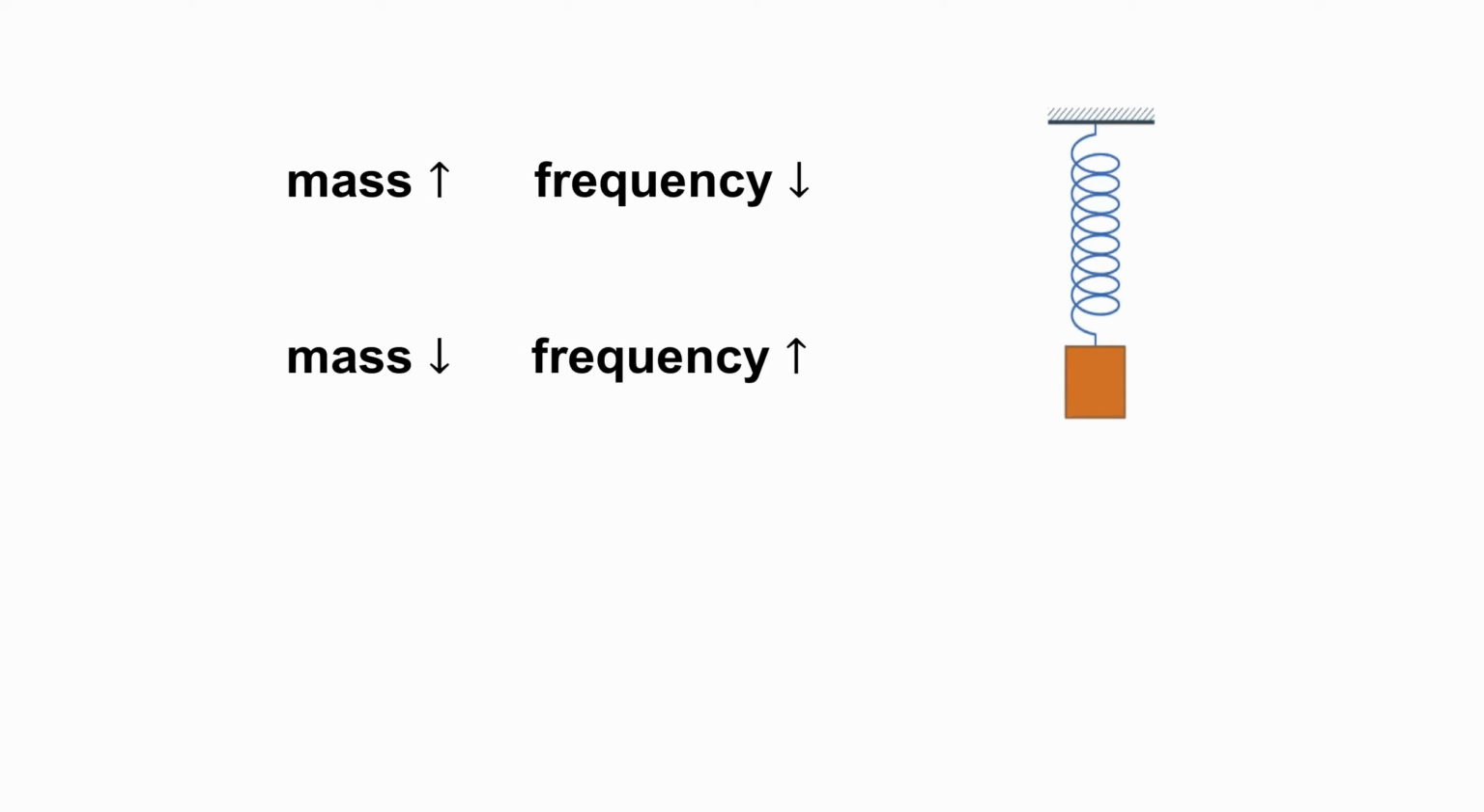Well, you might have guessed that if the mass of this thing, that's the orange little block here, gets heavier, then the frequency at which it oscillates goes down. In other words, it oscillates fewer times per second. Think about it in terms of a car you wanted to push. The heavier it is, the more difficult it is to get going. So maybe it makes sense that the heavier the mass, the lower the frequency.